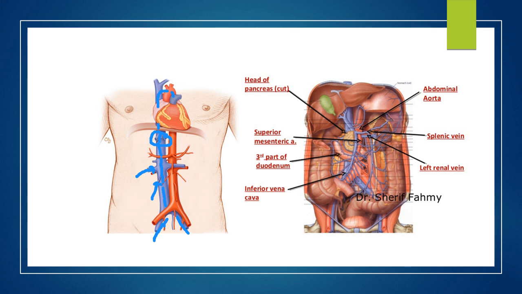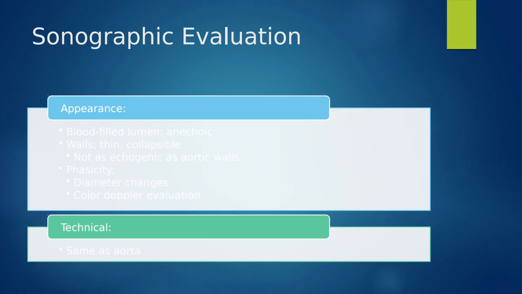So, evaluation of the IVC on ultrasound. Similar to the aorta, it's the same prep, right? It's still part of an abdominal exam. We don't really do an isolated IVC exam. There's really not much of a need to do it, but it is part of a routine abdominal exam. Still curved probe, still NPO, still supine, turn if necessary.